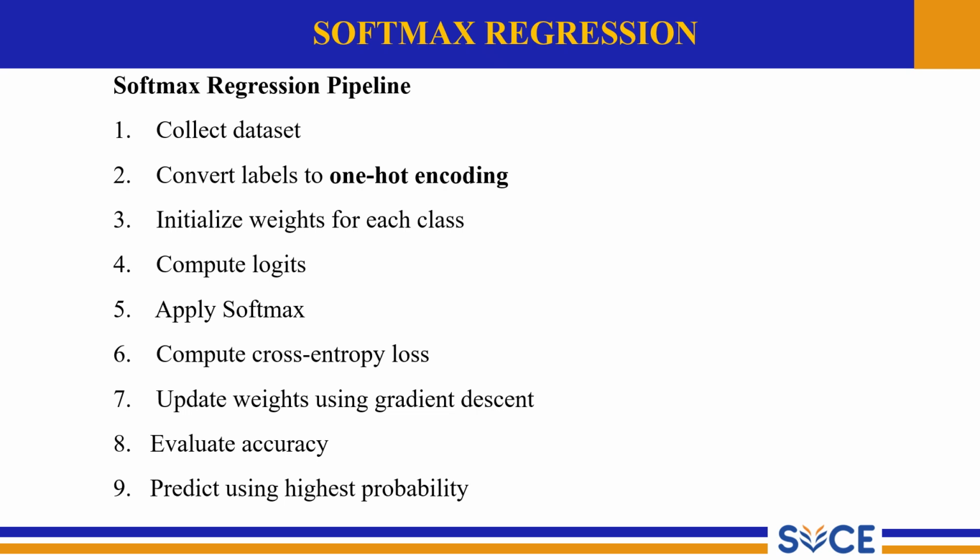Step 8 is to evaluate accuracy: compare the predicted classes to the true labels on a validation or test set. Step 9 is to predict using the highest probability. For a new input, choose the class with the highest softmax probability.